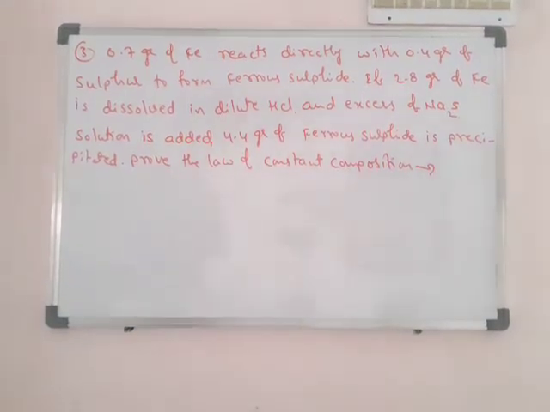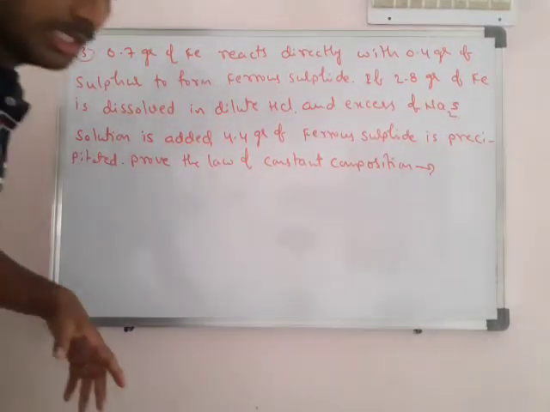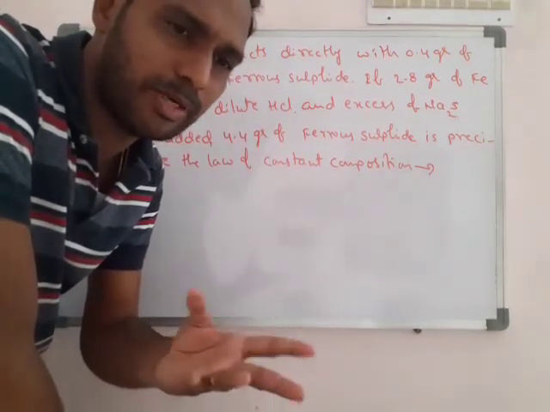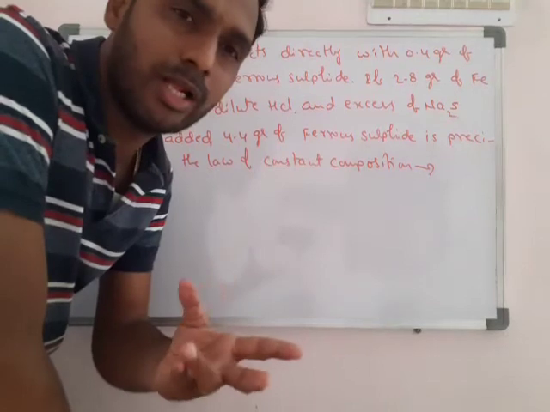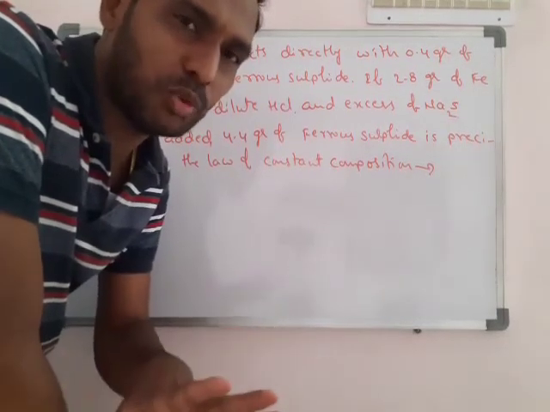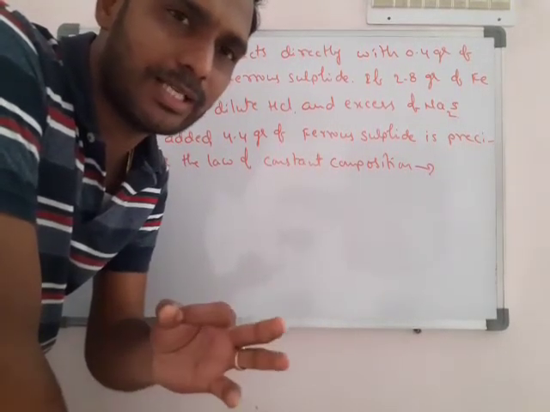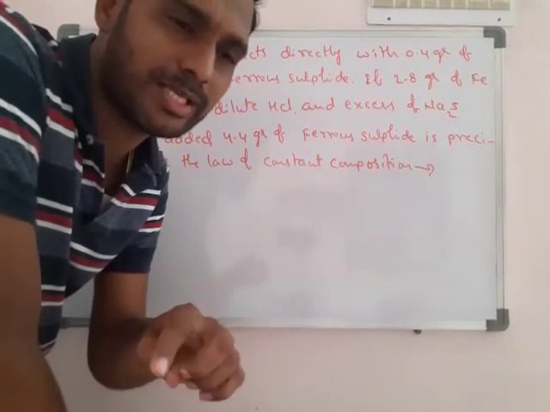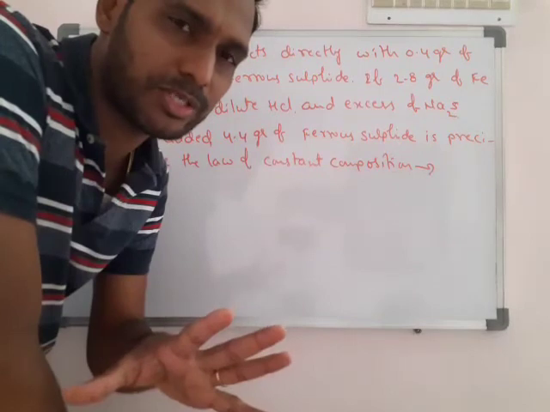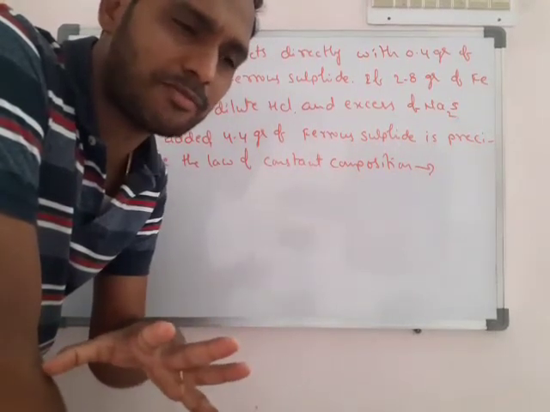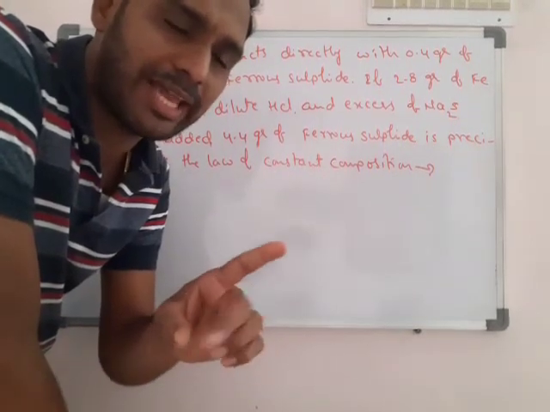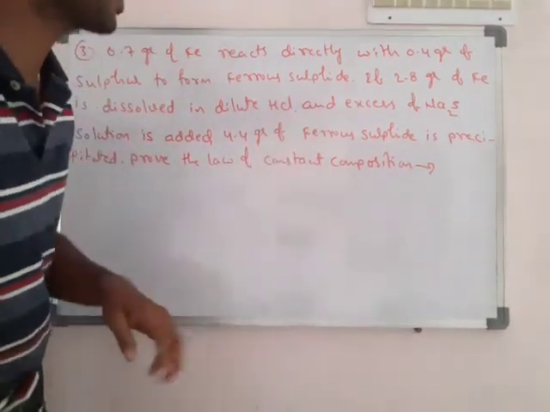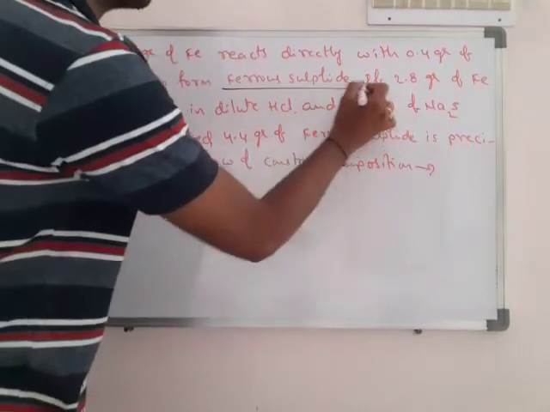So here the compound is ferrous sulfide, a single compound. Proving this for a single compound is nothing but the law of fixed proportions. In the earlier class we discussed cupric oxide, where we found the ratio of copper and oxygen by different methods. Here also it is the same thing, we have to find the ratio of iron and sulfur. So what is the formula of iron sulfide? Ferrous sulfide.